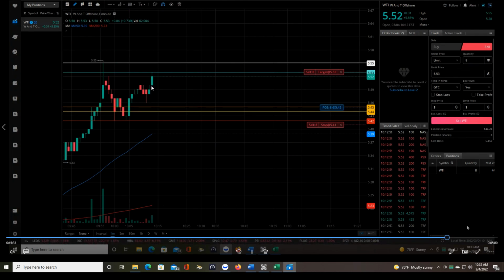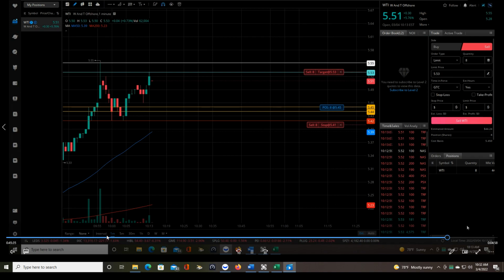The volume was pretty light on these candles relative to back here. Look at all this volume. So it's not surprising that I got tapped a few times but didn't get filled. In that scenario, you still have to hold strong. You have to stick to the plan always.